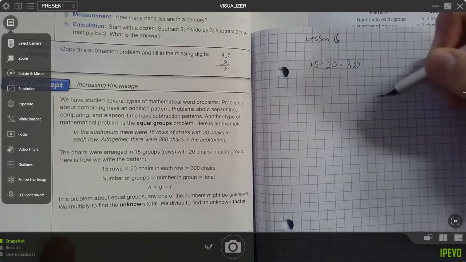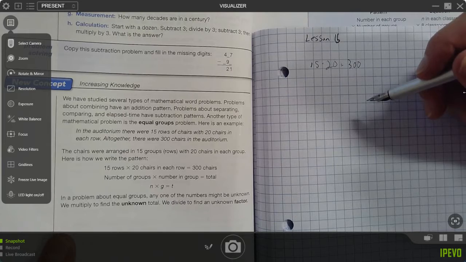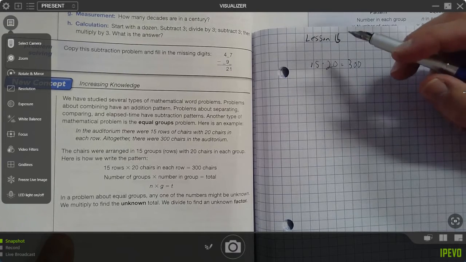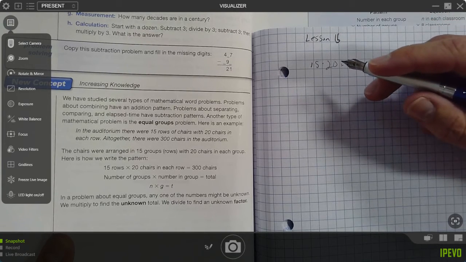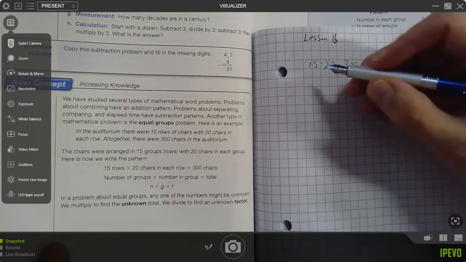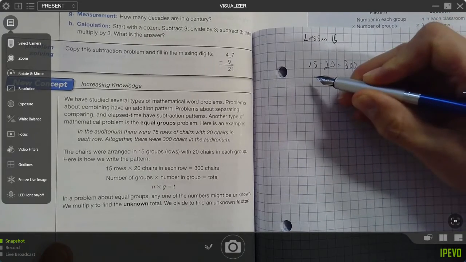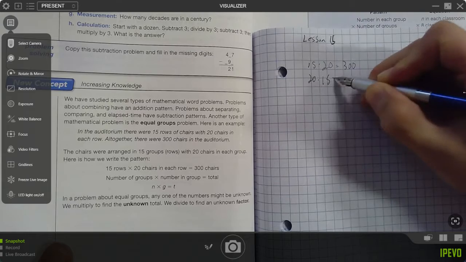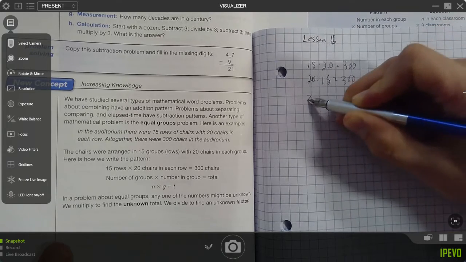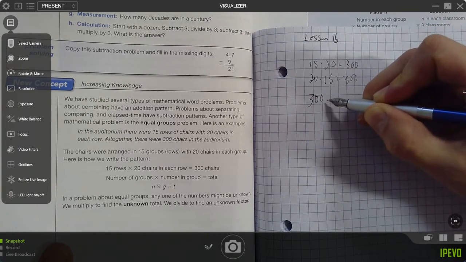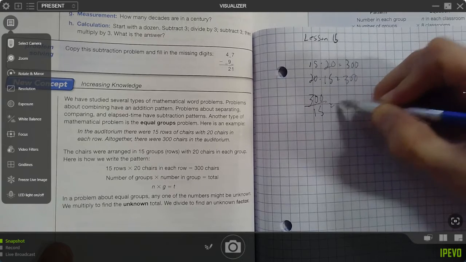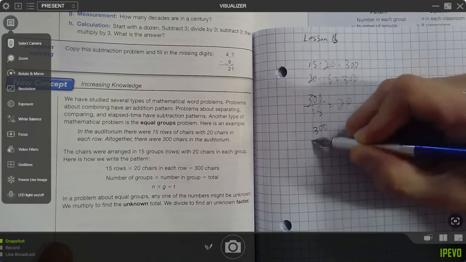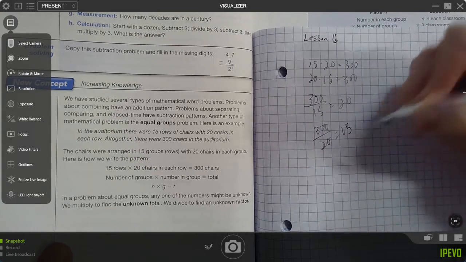Now this one is not actually a word problem, right? Because there's no question here. You have all the information. They want you to just know that 15 times 20 is 300. 20 times 15 equals 300. And then 300 divided by 15 equals 20. And 300 divided by 20 equals 15, right? These are our facts.